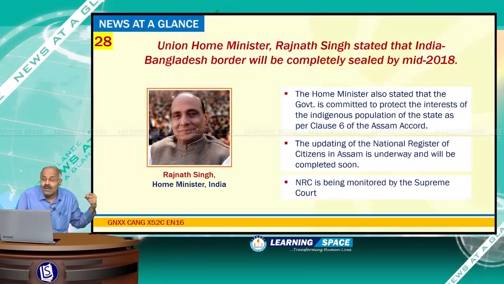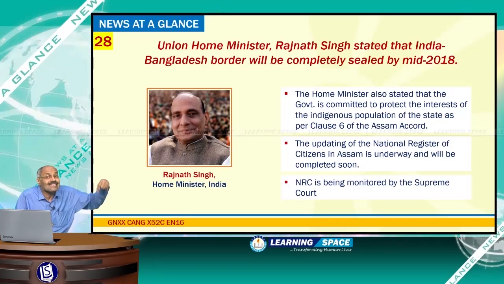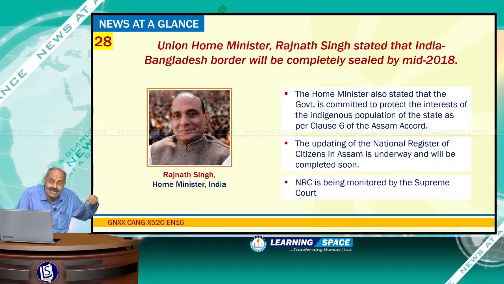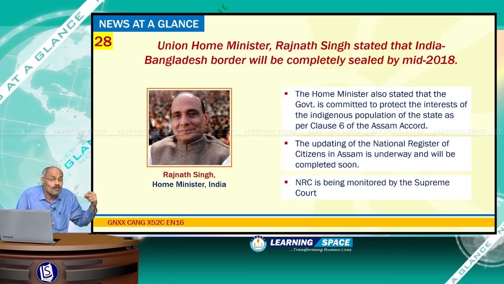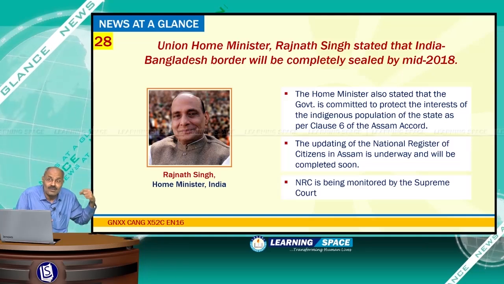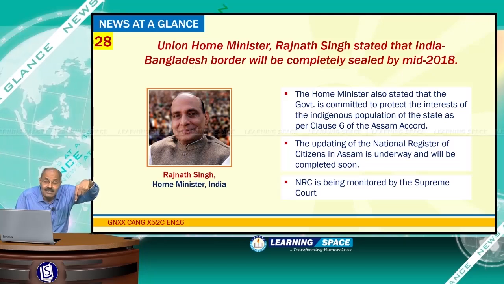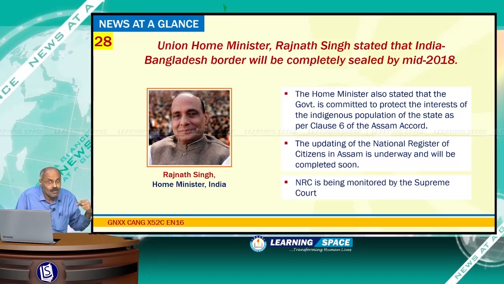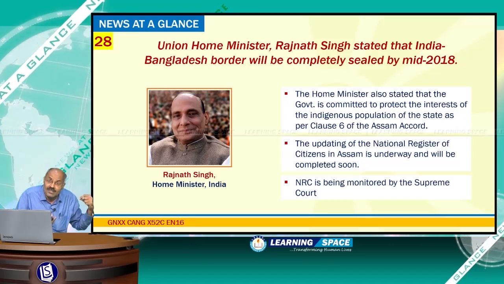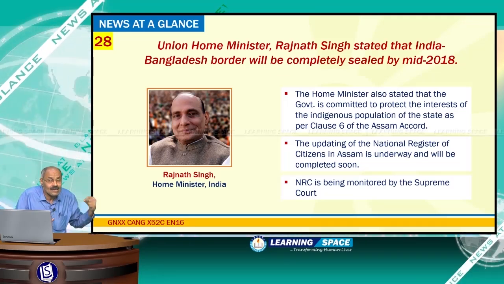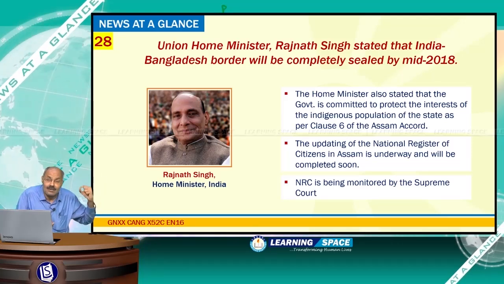Then the next one is Union Home Minister Rajnath Singh stated that India-Bangladesh border will be completely sealed by mid-2018. And here 2 things, please don't forget. This is to protect the indigenous population as per clause 6 of Assam Accord. That is one part. The second part is in Assam, National Register of Citizens is being prepared. If someone talks about a National Register of Citizens, that pertains to Assam. That is another important point. And NRC is being monitored by Supreme Court.